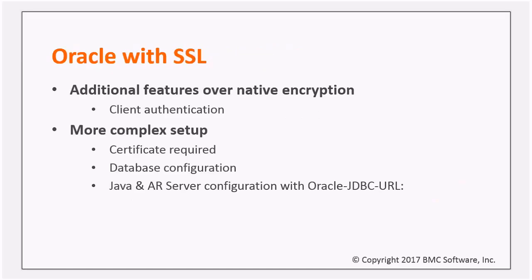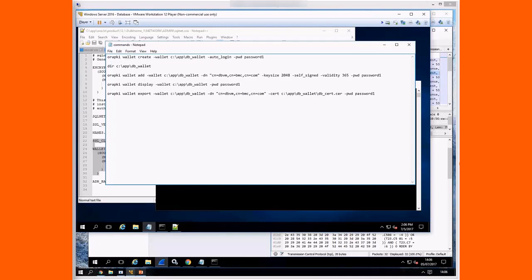The next example uses Oracle again, but this time with SSL. This has some additional features beyond the native client, such as authentication of clients and servers, but that's beyond the scope of this webinar. The process of configuring this feature is more complex, as we require an SSL certificate along with changes on both the database and AR system servers. We're also going to use the KeyTool utility that is part of a Java installation to make the certificate available to the AR system server, and we need to use the previously mentioned Oracle JDBC URL parameter to configure the encrypted connection. We're now going to take a look at what's required to enable SSL with Oracle.